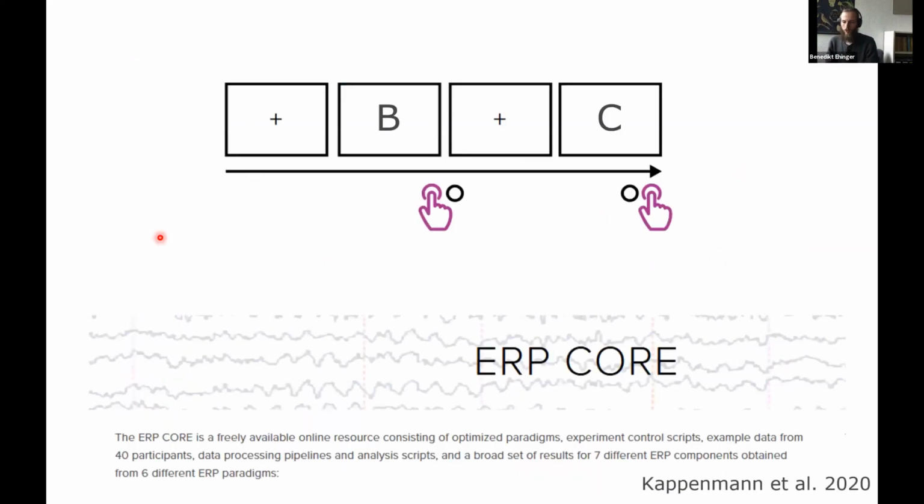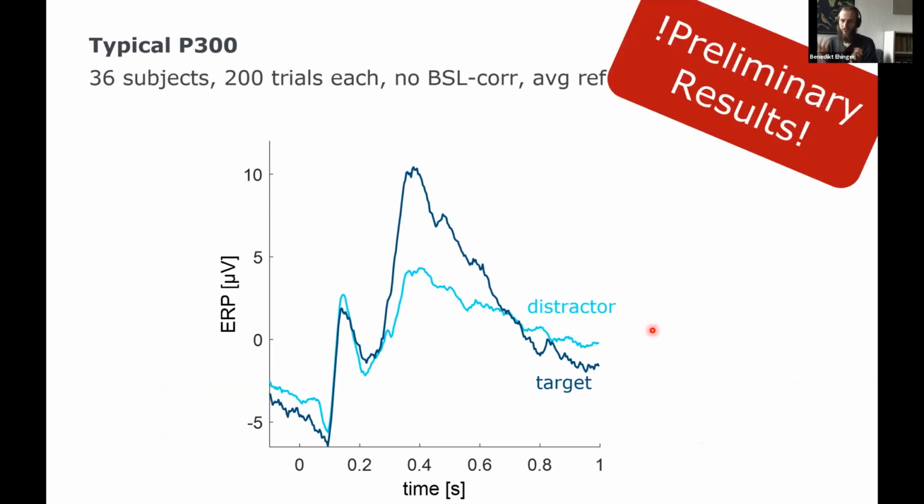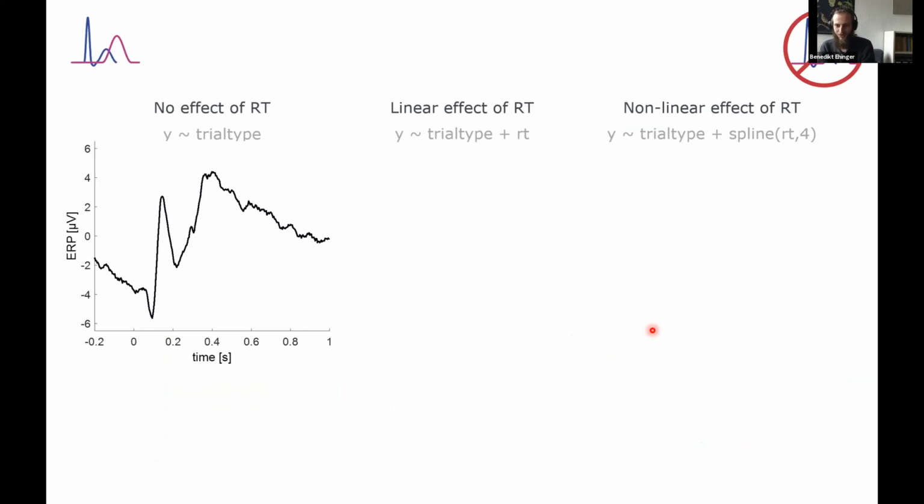Okay, I want to show you also how this could look on real data. So I'm making use of exactly this experiment in the ERP core dataset. That dataset has 36 subjects that I could use, 200 trials only. So it's not that many. I generally don't use baseline correction. And this average reference. Okay, so I showed you this before, this rector target, that's a very typical effect. And yeah, please, these are preliminary results. As Christoph said, I'm setting up my own lab, and well, it's challenging to find time for research.